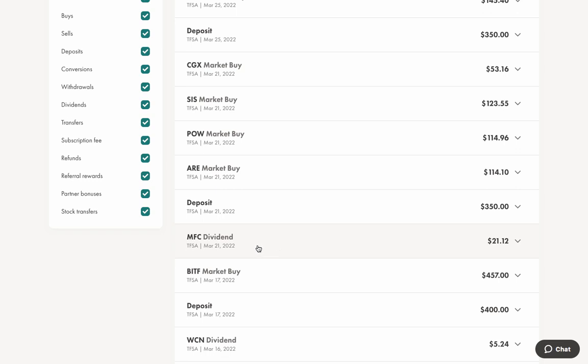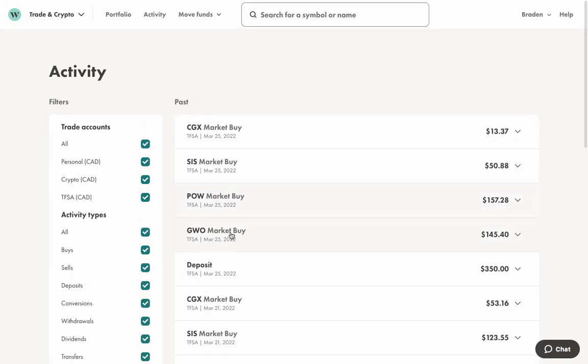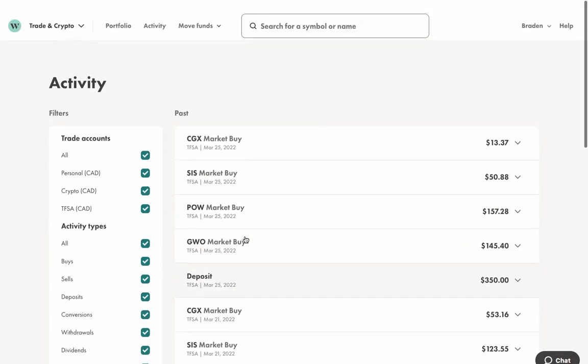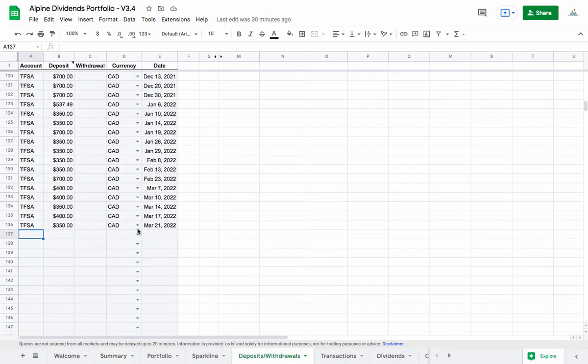So the MFC dividend of $21.12 happened a few days ago. And I'm also going to need to put in my deposit that I did today. So let's get started with those. Every action that I do, I basically need to track in here. So let's drop in my deposit first. It was a tax-free savings account deposit of $350. It was in Canadian dollars, and I put that in on March 25th, 2022.